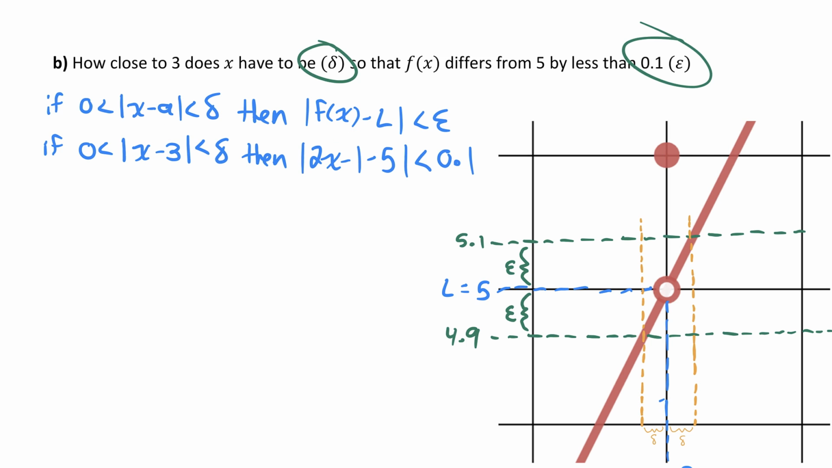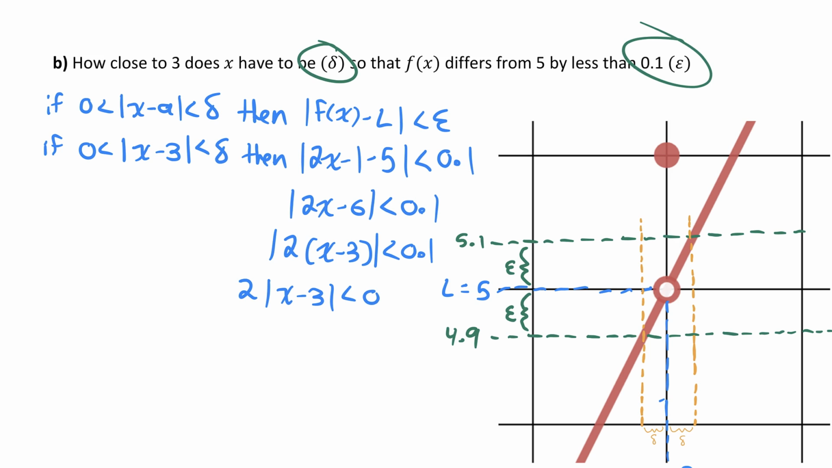So let's algebraically try that. Let's just start simplifying this part of our statement here. So 2x minus 1 minus 5 is 2x minus 6. And I could common factor a 2 from 2x minus 6 to get 2 times x minus 3. And notice it's starting to look the same. I just have this factor of 2 inside the absolute value brackets. The absolute value of 2 is 2, so I can take that out. And then I can divide that 2 to the other side. 0.1 divided by 2, well, half of 0.1 is 0.05.